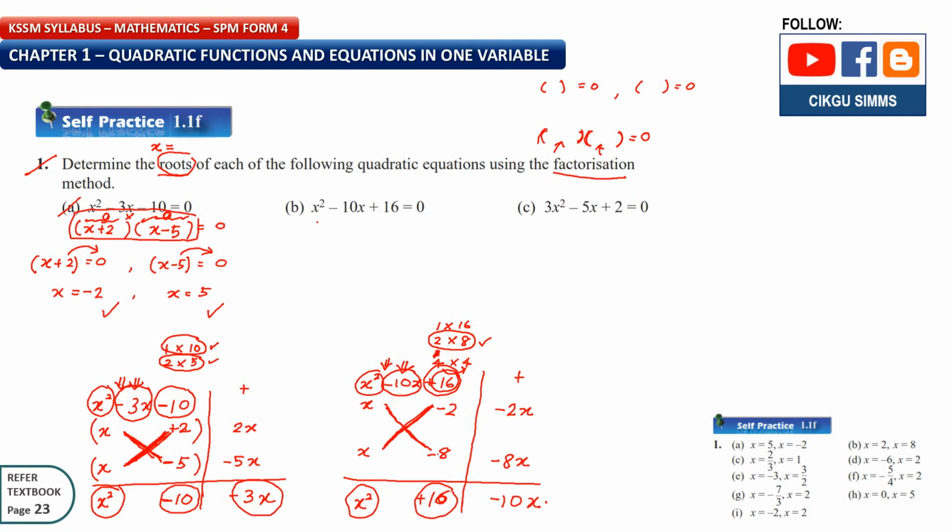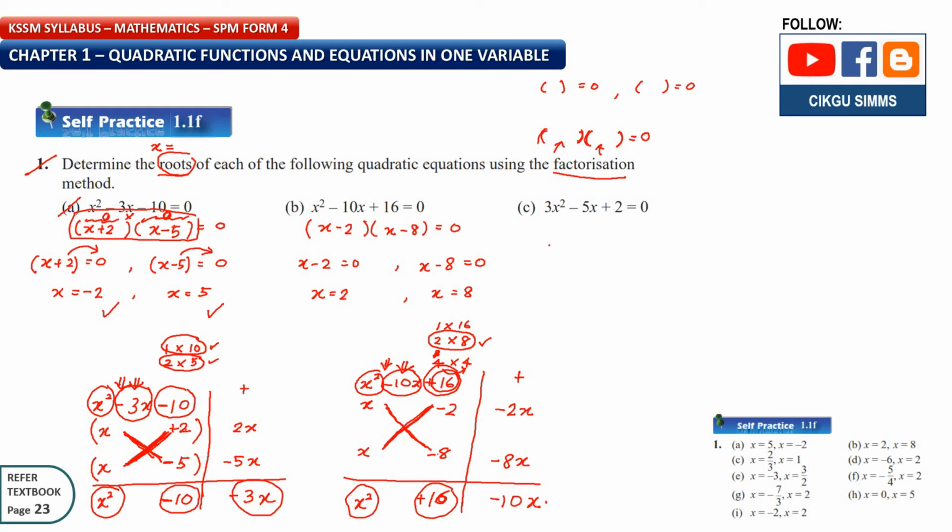Okay, so we can continue here, put two brackets equals to 0, and then x minus 2, x minus 8. And then continue, x minus 2 is 0. The second bracket, x minus 8 is 0. And then you just write the answer, final answer.